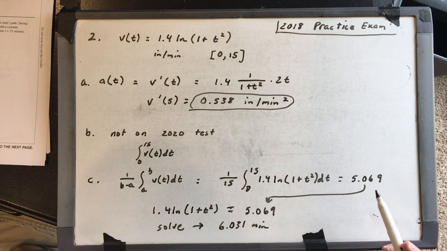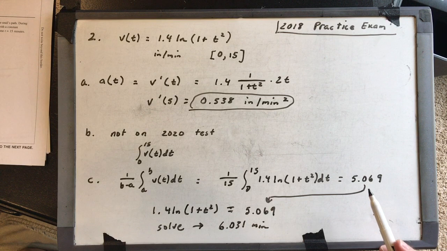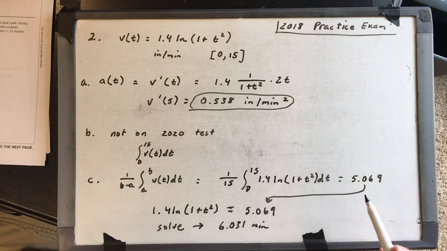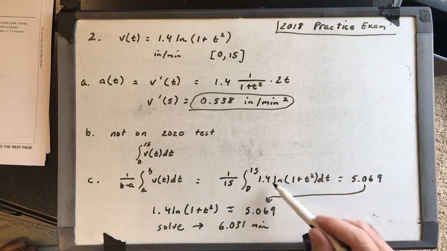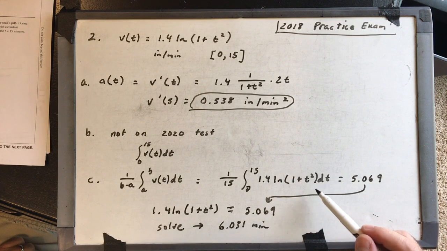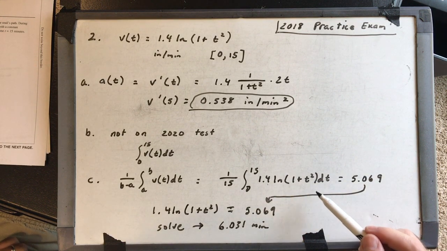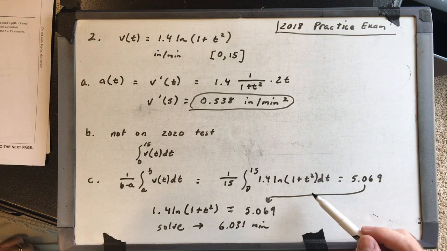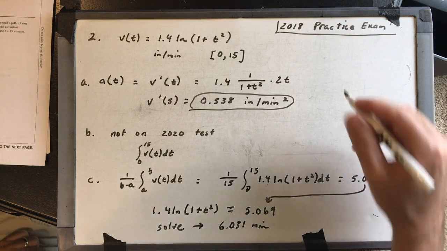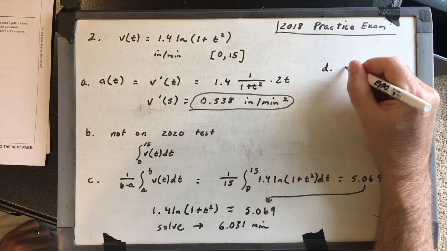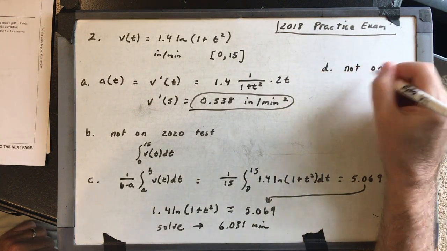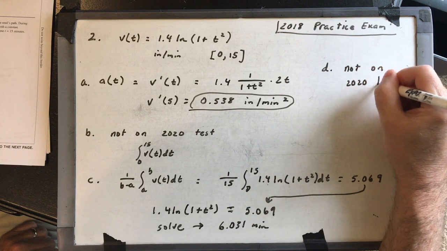Now, part D involves integration. Even though part C involved integration, you will have to integrate if it's asking for an average. You'll have to know how to do that. But part D involves integrating acceleration to get velocity. So part D is not going to be on the 2020 test.